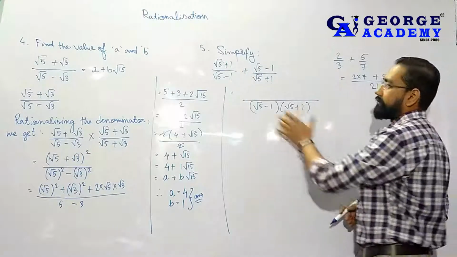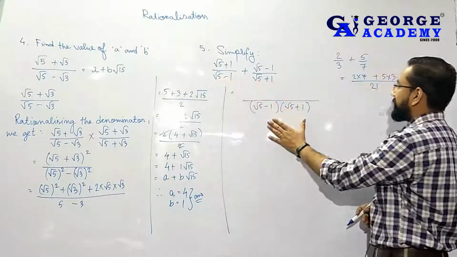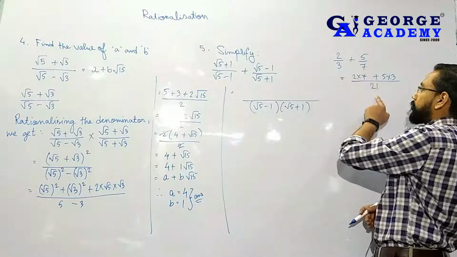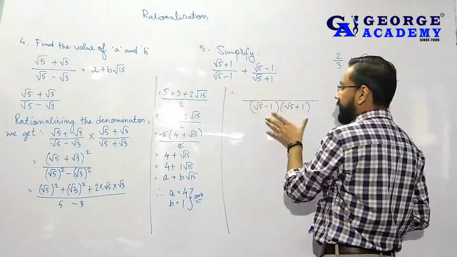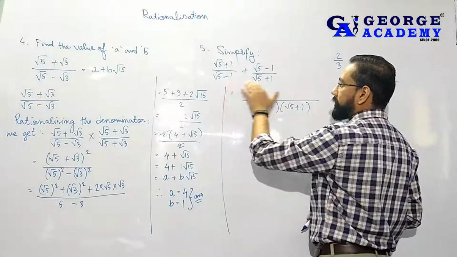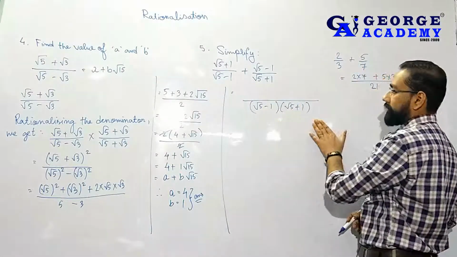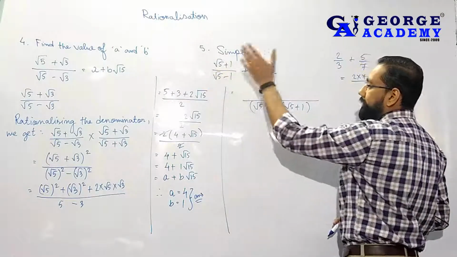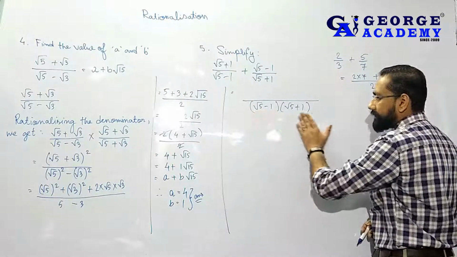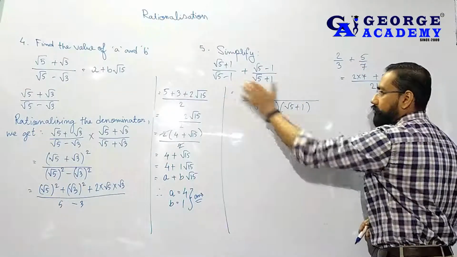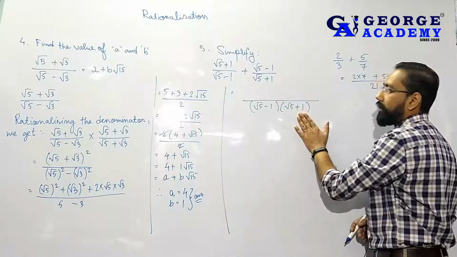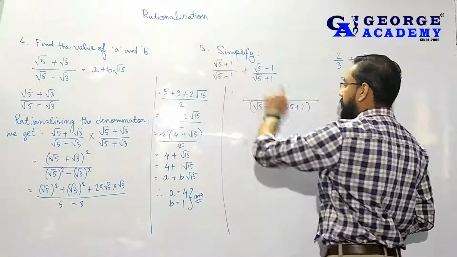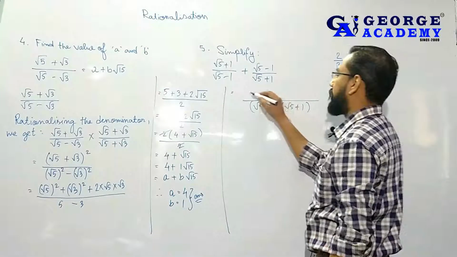Here also we are doing the same thing. We have got the LCM. How did we get the LCM? 7 into 3, 21. In the same manner, we get the LCM root 5 minus 1 into root 5 plus 1. Now we compare, root 5 minus 1 into what will give us this LCM? Root 5 minus 1 into root 5 plus 1 will give us this LCM. That means we have to multiply this numerator by root 5 plus 1.